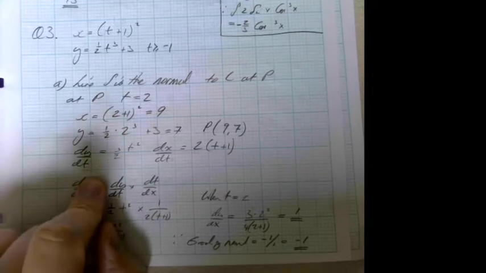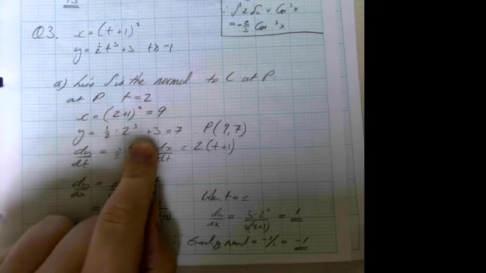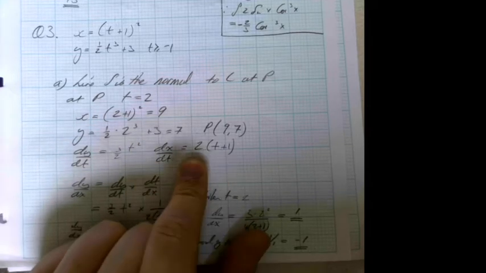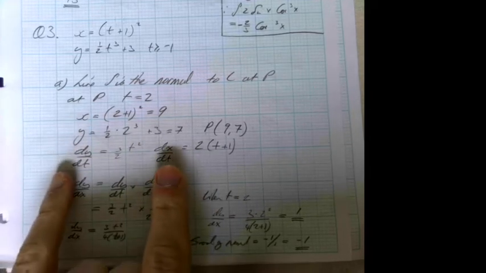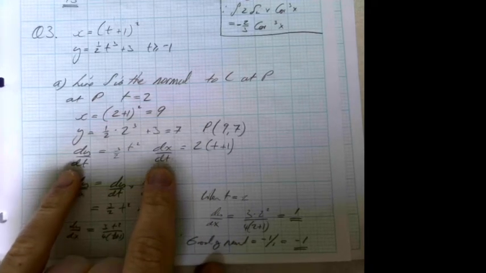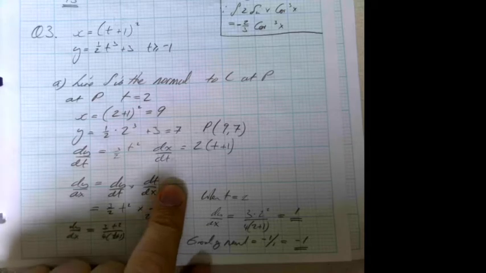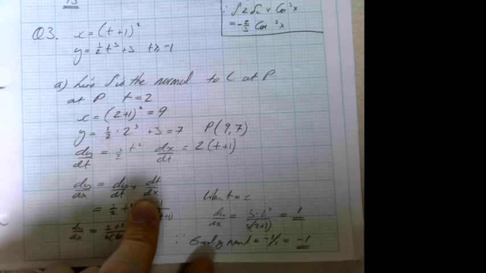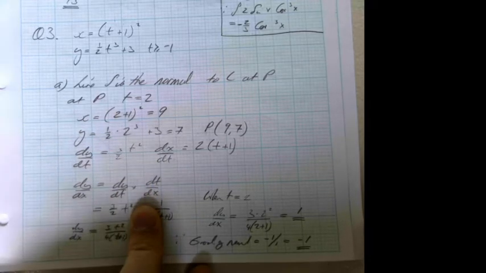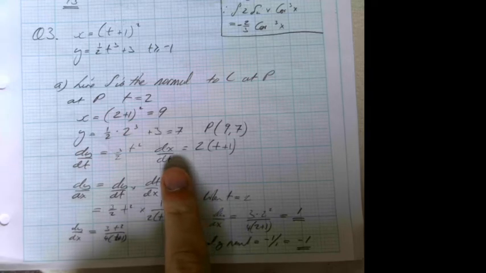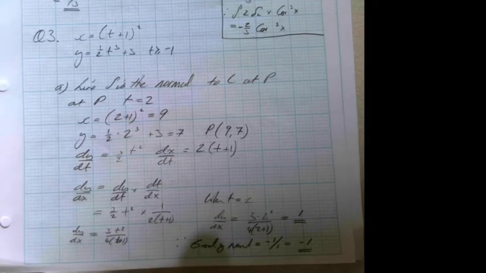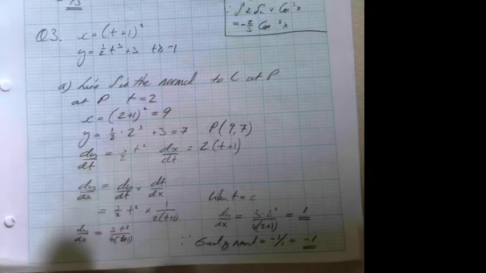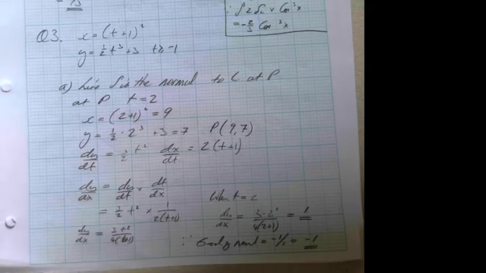So dy by dt would be 3 over 2 t squared, and dx by dt is going to be 2 lots of (t plus 1). Pop in the comments if you're not sure how we get those values there. But differentiating both of those with respect to t, that's what we get. Now dy by dx is going to be dy by dt times dt by dx by the chain rule, and I can find dt by dx by just taking the reciprocal of dx by dt, so it's going to be 1 over 2(t plus 1). So in other words, my dy by dx is going to be 3 over 2 t squared times 1 over 2(t plus 1), and that simplifies to be 3t squared over 4(t plus 1).